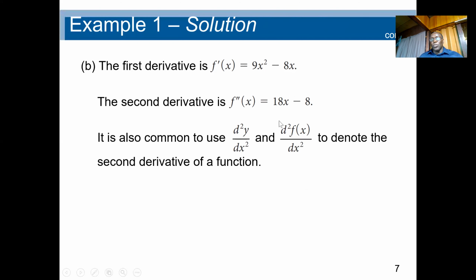Sometimes it's very common to use this notation for the second derivative. We say d square y by ds square, or d square f of x by ds square. And this denotes the second derivative because it's squared. If it's the third derivative, we say d cube y by ds cube.